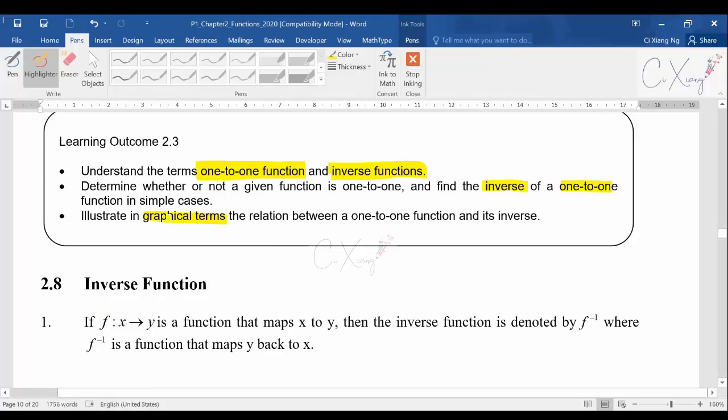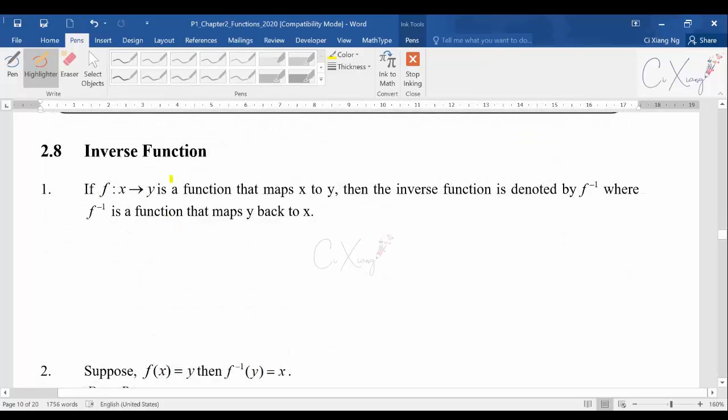All right, okay, so let's start with the inverse function part. So inverse function means that when you are sending the x to y by using a function, then the inverse function means that you map it in a reverse way, which is you map y back to x. So if I want to use the arrow diagram to represent the inverse function, it will look something like this.